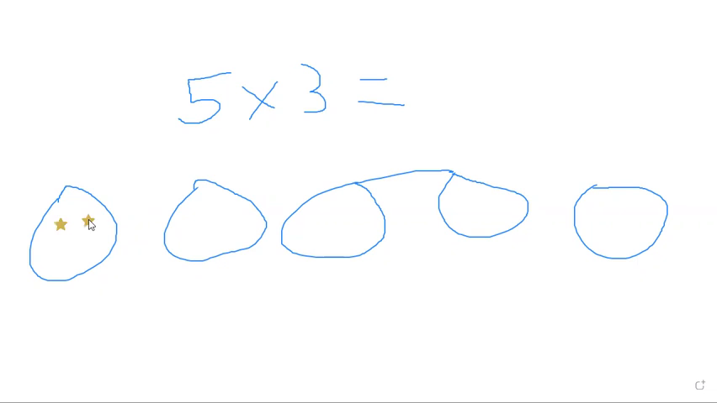1, 2, 3. 1, 2, 3. 1, 2, 3. 1, 2, 3. And 1, 2, 3. So what we've got in front of us now, Primary 3, is 5 groups with 3 in each group. Again, I know some of you might know this answer already, but let's just pretend we don't, and we're going to use our equal groups to help us.